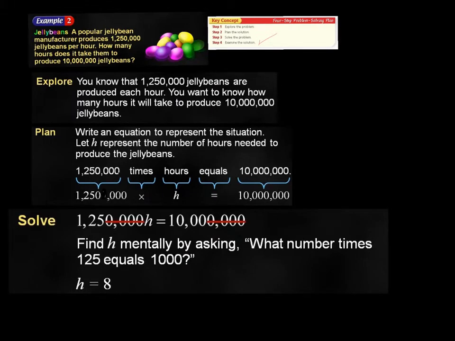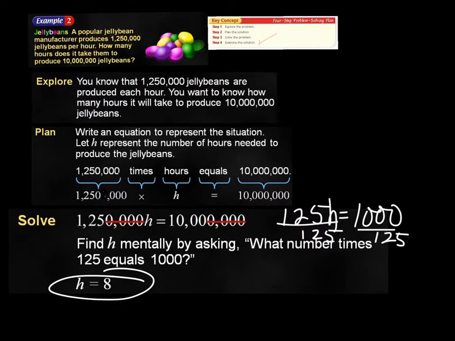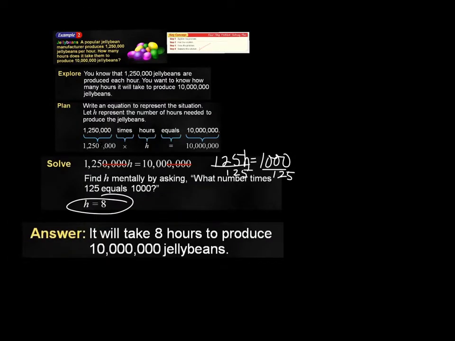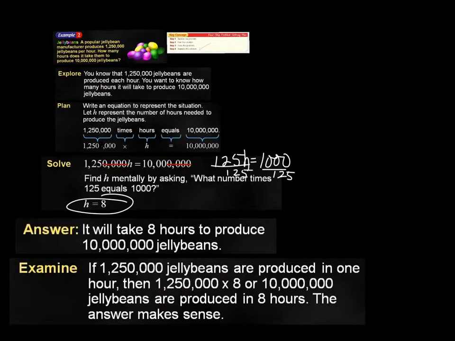Well, they immediately divided both sides by 10,000 mentally and just crossed off those 4 extra zeros. So now we have a nice little equation: 125h equals 1,000. So then we could divide both sides by 125, grab a calculator, and we get h equals 8. It'll take 8 hours to produce 10 million jelly beans. Let's examine. If 1,250,000 jelly beans are produced in 1 hour, then 1,250,000 times 8, or 10 million jelly beans are produced in 8 hours. The answer makes sense. Don't forget to check your answer.